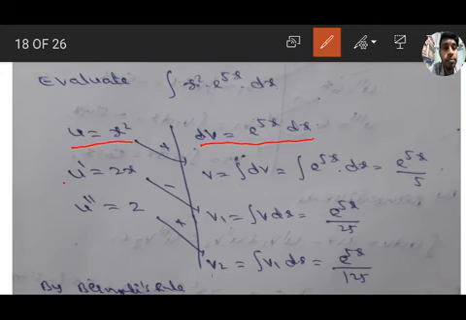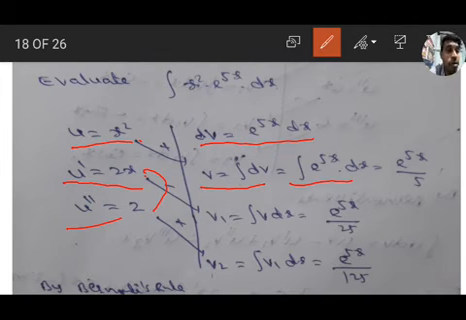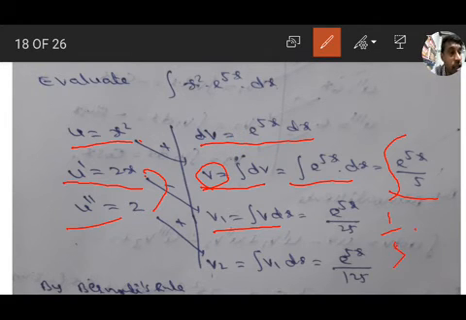u dash is the derivative of x square, 2x; derivative of 2x is 2, that is u double dash. v is the integration of dv, the integration of e to the power of 5x dx, which is e to the power of 5x by 5. v1 is the integration of v dx, that is the integration of e to the power of 5x by 5. This 1 by 5 is outside. Integration of e to the power of 5x is again e to the power of 5x by 5. 5 into 5 is 25, so e to the power of 5x by 25.